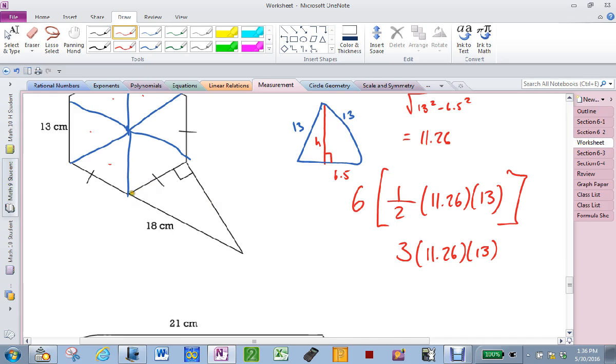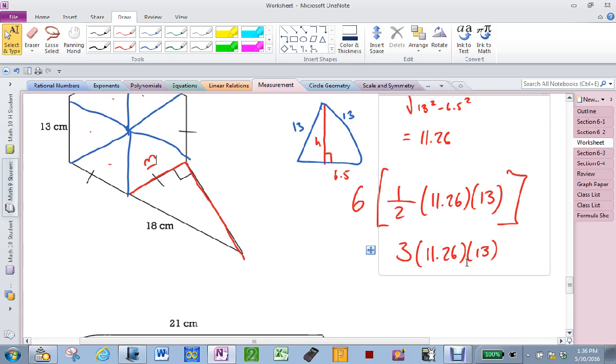And this triangle, base times height, would be these sides, wouldn't it? I know that's 13. Can I find that? Yes. Pythagoras again, right? Pythagoras again to find that, then multiply that by that, divide by 2, and add it to that. Cool? Again, it looks difficult, doesn't it?